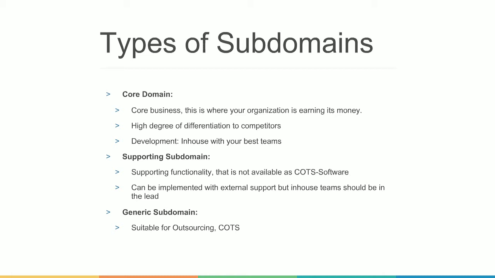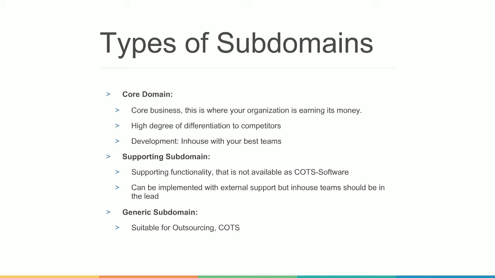This is software you want to implement internally as well, but eventually with some external support if you don't have the capacity for in-house development. The last category is the generic subdomain, and that is something that you just want to outsource or you just want to buy off the shelf.